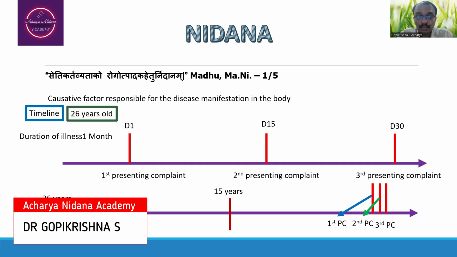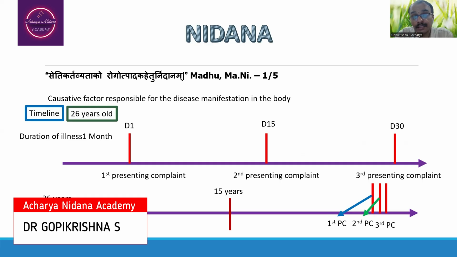So here, an example is being given. A 26-year-old male is having three presenting complaints within a 30-day duration. We have to identify the first presenting complaint and what particular Nidana the person may have been exposed to on that particular day; that has to be analyzed. After that, he is giving another presenting complaint at around the 15th day. We have to identify which particular dosha is being afflicted and what might be the possible Nidana present in the individual; that has to be analyzed.